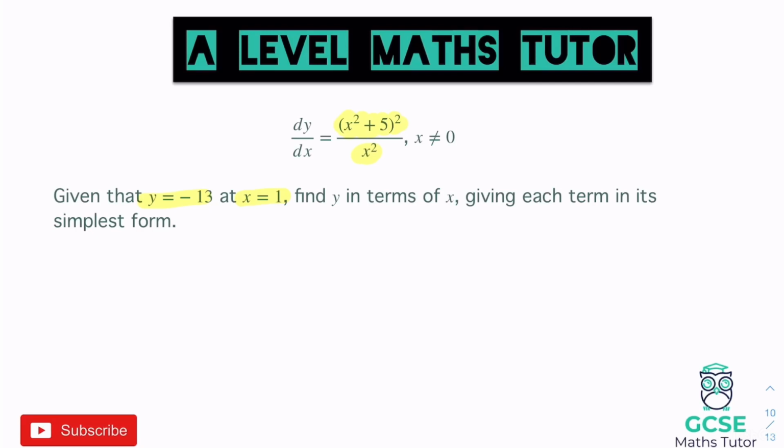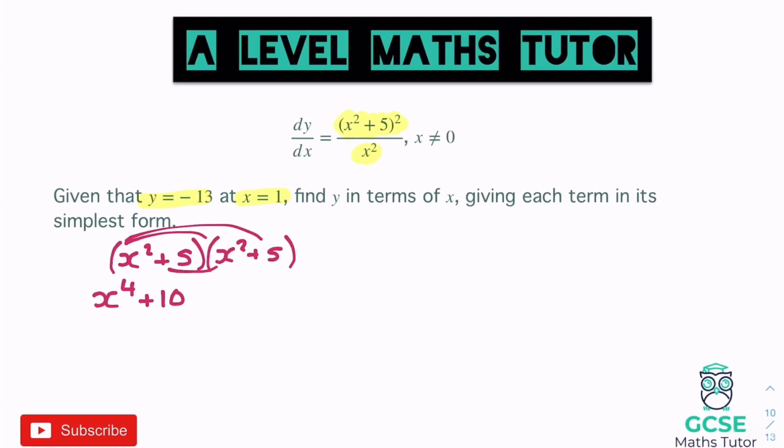Right, okay, so we need to sort out what's on the top to start with then. So x squared plus 5, obviously squared means we've got to do a double bracket, so we have x squared plus 5 and another x squared plus 5. There we go, so if we expand this all out, we get x to the power of 4, and then we get plus 5x squared plus another 5x squared, so that's plus 10x squared. There we go, and then 5 times 5, we get plus 25. So that's what we've got on the top, and that's all being divided by x squared.